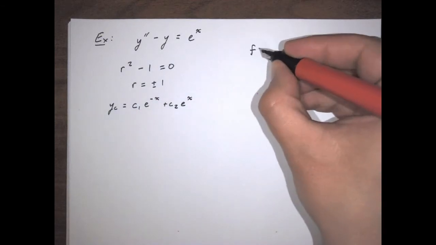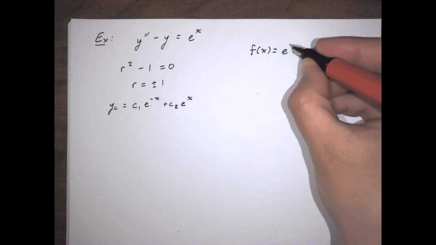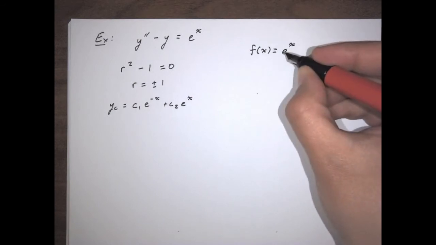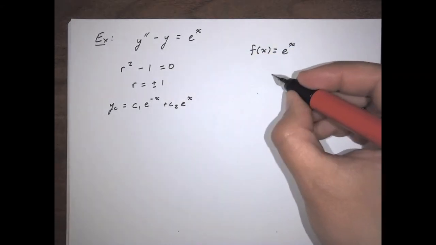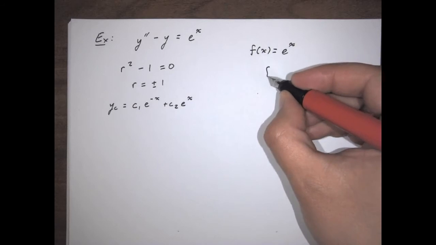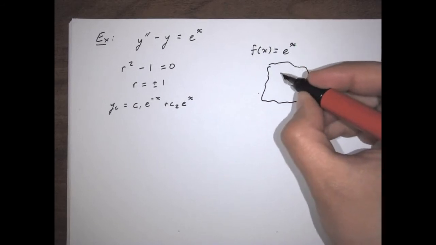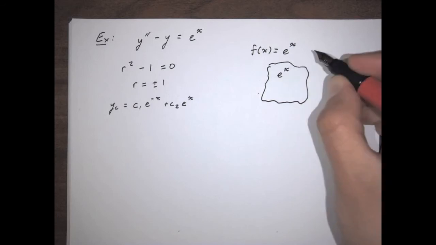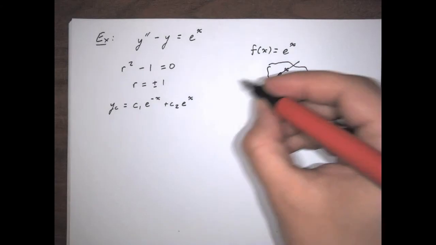Now, as for the particular solution, we note that since f of x is equal to e to the x, the derivatives of this up through the second derivative are all going to be the same. So on our list of possible derivatives, we'd like e to the x. However, that's already spoken for.